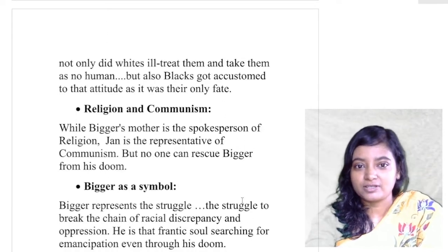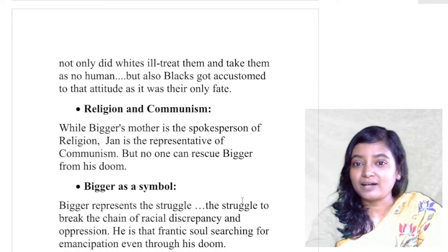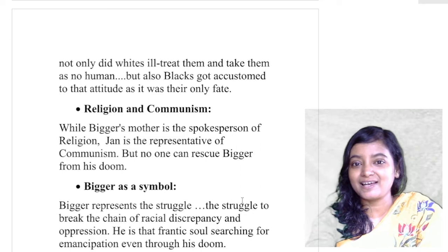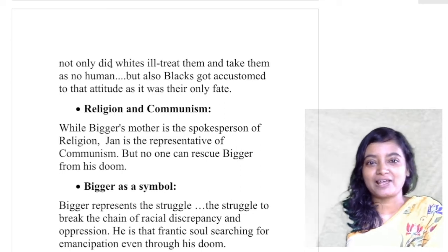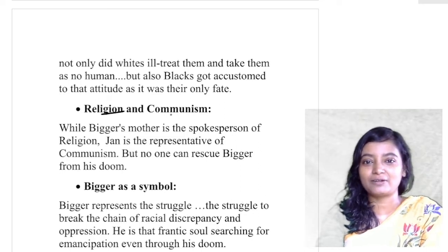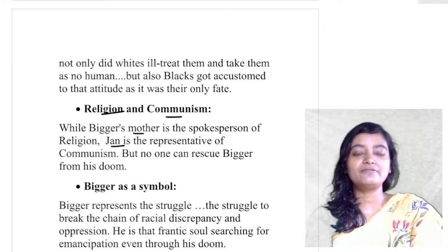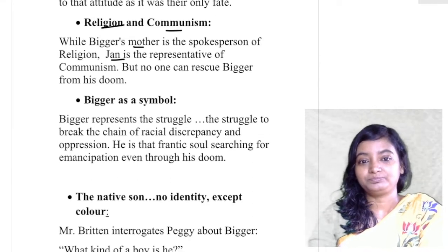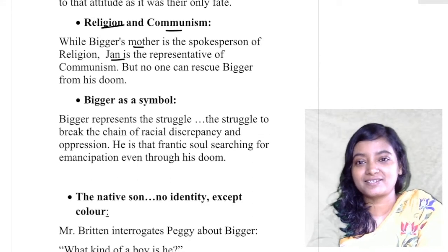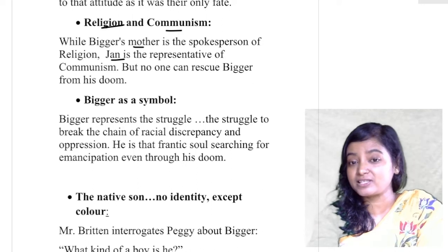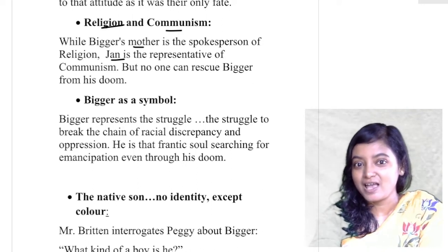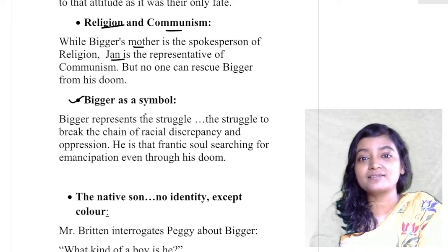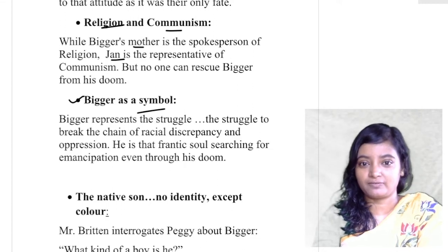Religion and communism. While Bigger's mother is the spokesperson for religion, Jan is a representative of communism. These two characters signify religion and communism. Jan is communism and Bigger's mother finds every solace in religion. Bigger is a symbol. Bigger represents the struggle to break the chain of racial discrepancy and oppression. So Bigger is the greatest symbol of this novel.